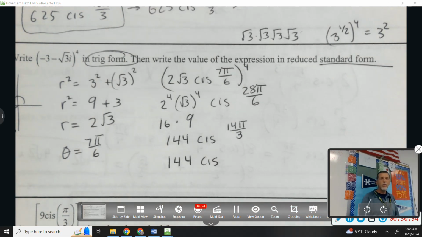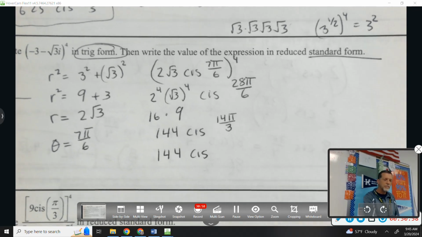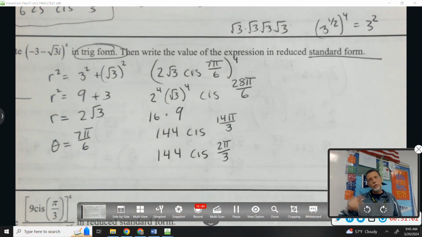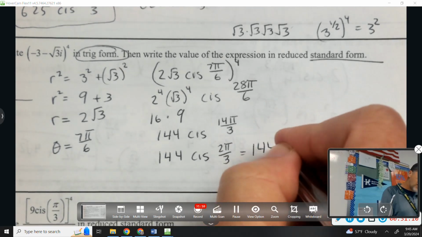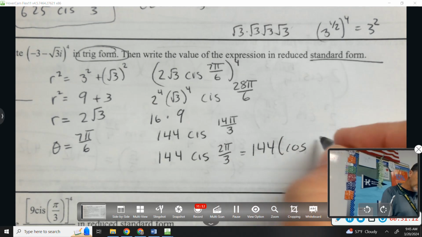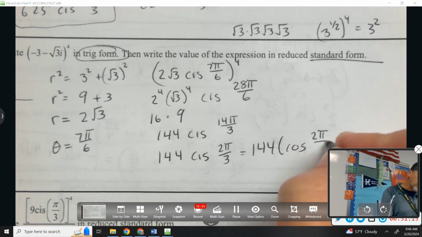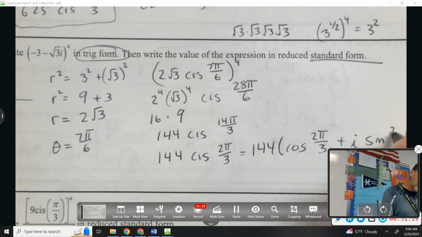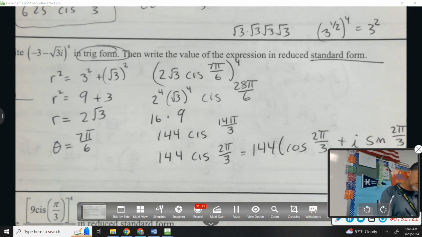I need something coterminal with 14π/3. Oh, very nice. So you go backwards, subtract 2π twice to get to 2π/3. And now we're back to unit circle things. Cosine 2π/3 plus i sine 2π/3.